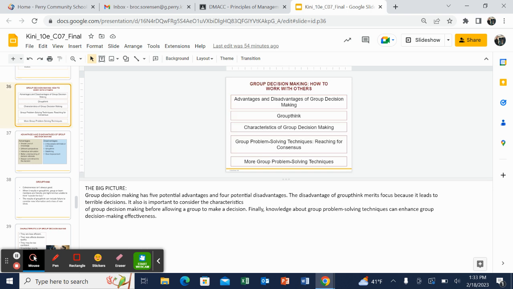Group decision making. So as we move forward here, as we get towards our end, group decision making. Advantages and disadvantages of group decision making. We'll take a look at groupthink. We'll take a look at characteristics of group decision making, group problem solving techniques, reaching for consensus, and then more group problem solving techniques here as we look to wrap up this lecture.